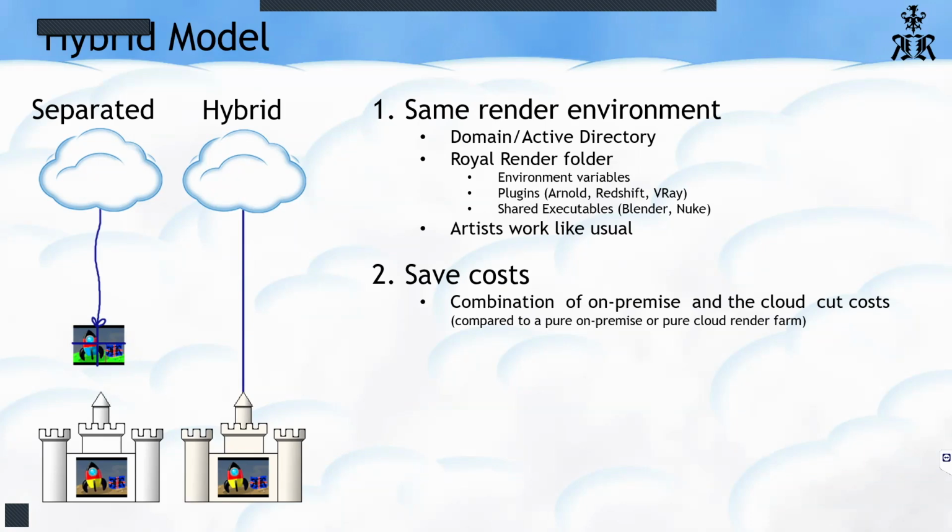And that's why we use the hybrid cloud. The hybrid cloud is directly connected to your render share, and you have the same domain in the cloud and on premise. You have the same render folder, same settings. So if it works on your machine in your company, it will work on the cloud. And the hybrid model will save costs compared to a pure on-premise or a pure cloud render farm.